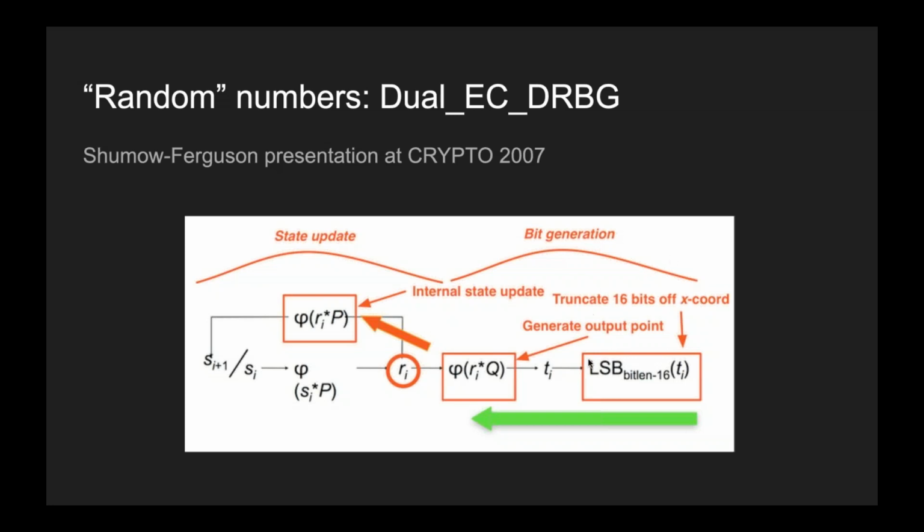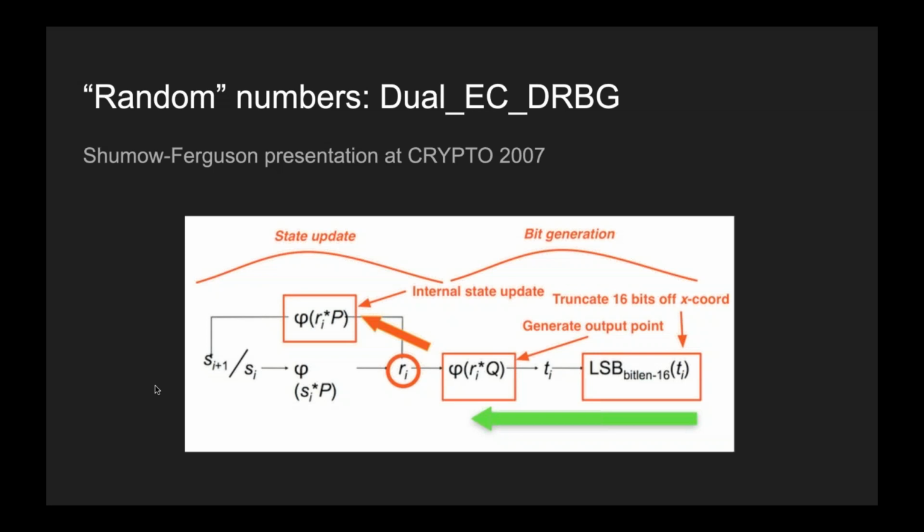coordinate. So if we look at that green arrow down at the bottom on the right half, we're going to look at the right half of this diagram first. By the way, this whole diagram is from a presentation at Crypto 2007, basically explaining how all of this could be used for a backdoor. And I'm taking their 1 hour presentation and explaining it in 3 minutes. But the right half, we are truncating 16 bits off the x coordinate.